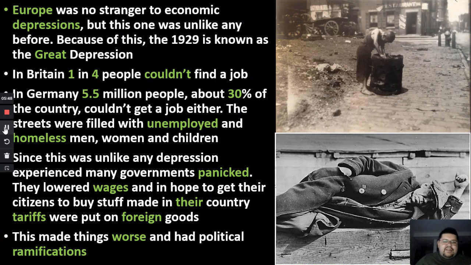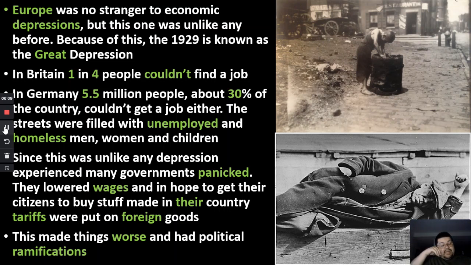Now, like I said earlier, Europe was no stranger to economic depressions. They've had them before. But again, like I said, this was unlike anything anyone has seen in the past or heard of. Again, that's why the 1929 crash is known as the Great Depression.